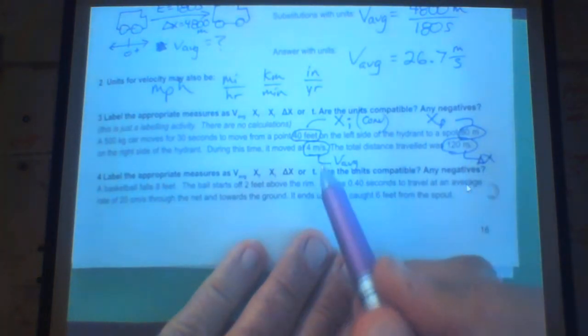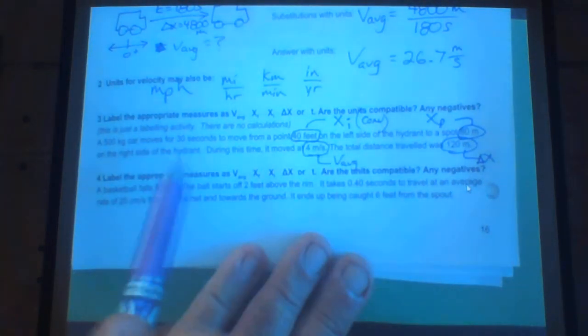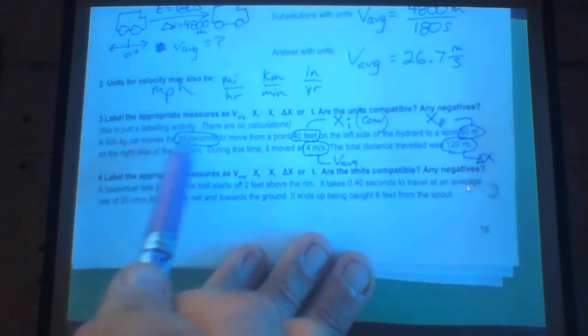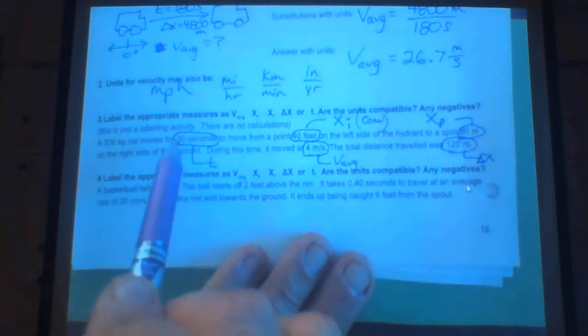How about our time unit? Here we have seconds. Do we have any other units of time? Oh, here is 30 seconds. That was our t variable, and those units match up, so that's okay. I don't have any units of time anywhere in this situation that are like hours or minutes or days, and so there's no conflict in the time units.